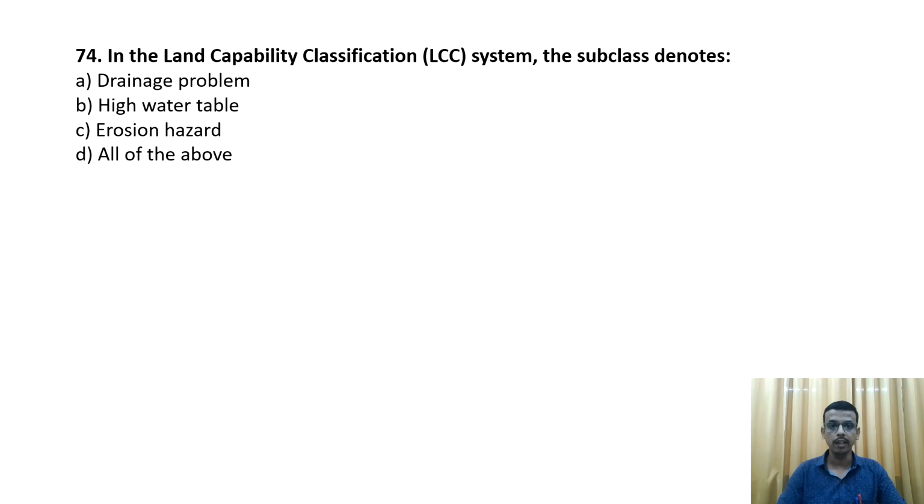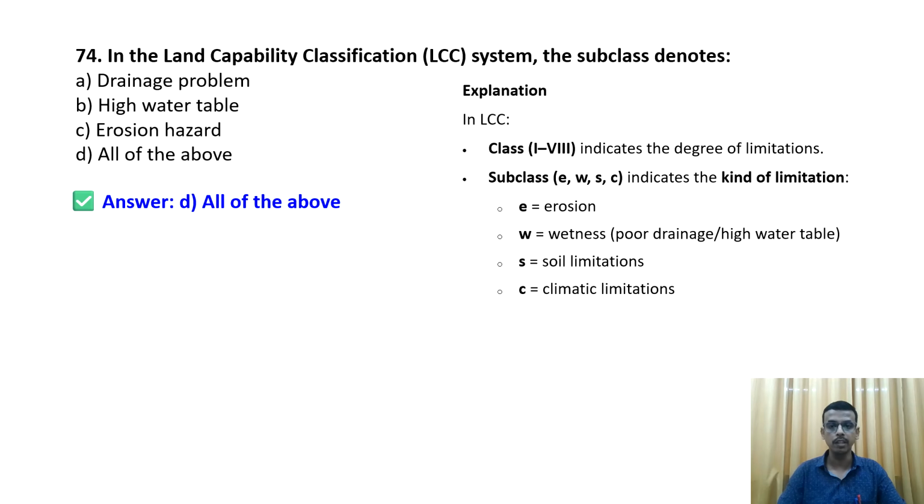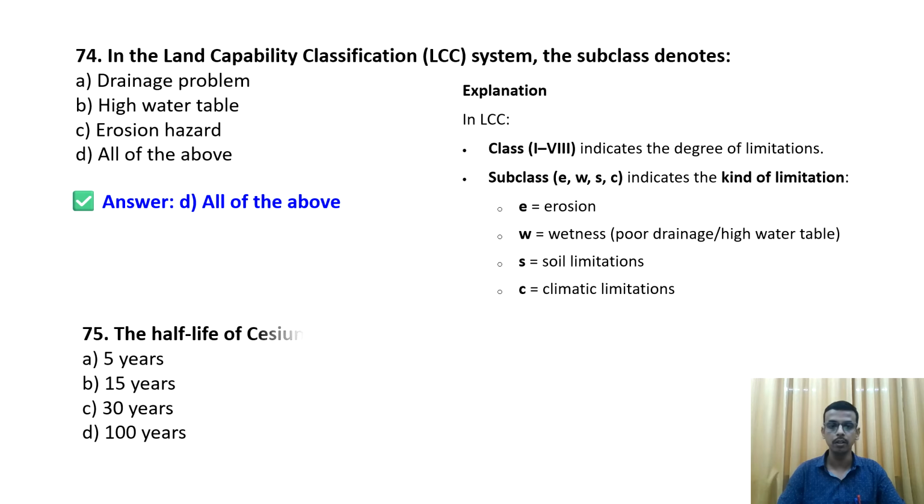Then the land capability classification I told, subclasses are denoted in terms of the problem. Okay, that's why drainage is a problem, high water table is also a problem, erosion hazard. So subclasses are denoted in terms of problem. Okay, E is erosion, small w is wetness, S is soil limitation, C is climatic limitation. Subclasses are denoted by the kind of limitation plus the degree of limitation. Subclasses indicate the kind of limitation.